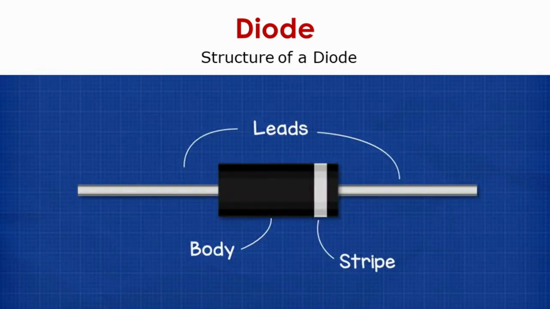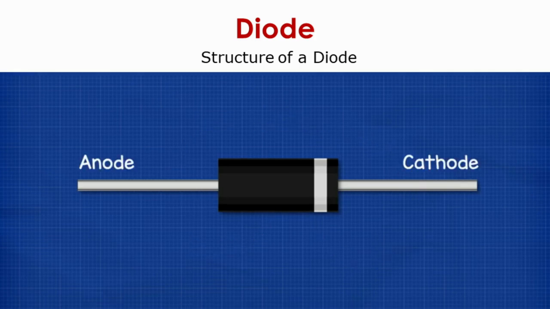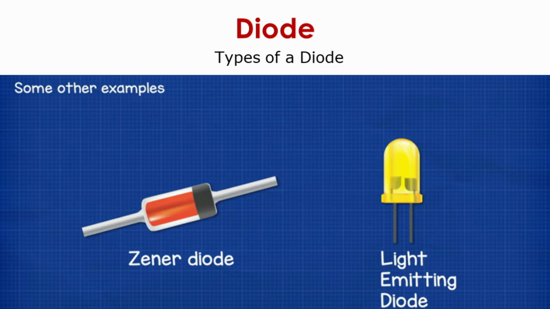So basically this is the structure. It has two leads, a body, and one white stripe at one end. The terminal that has the white line is the cathode, and the other terminal, which you can see on the left side, is the anode. So positive and negative terminals of a diode. There are different types. The Zener diode or the LED itself is a diode. This is just for your reference. I'm not going to go much into details.